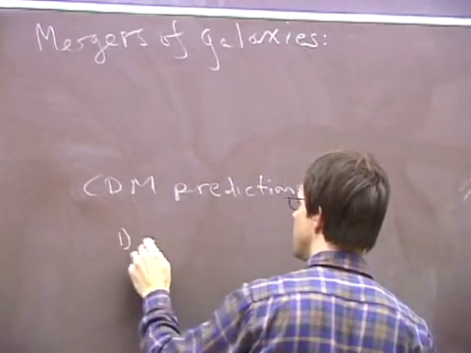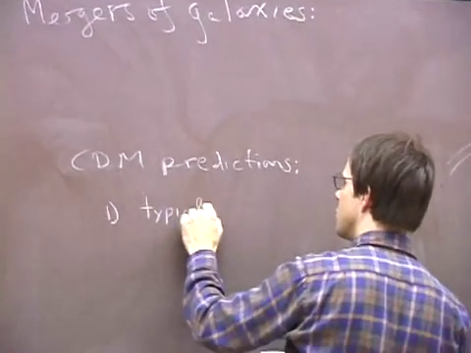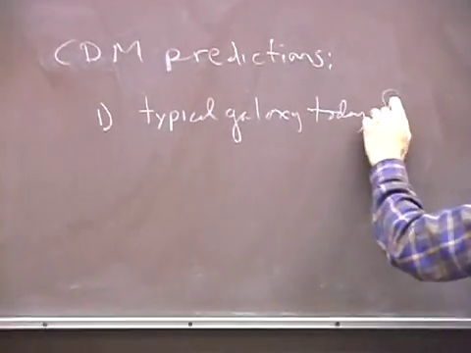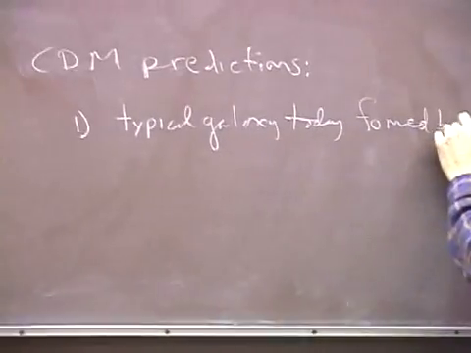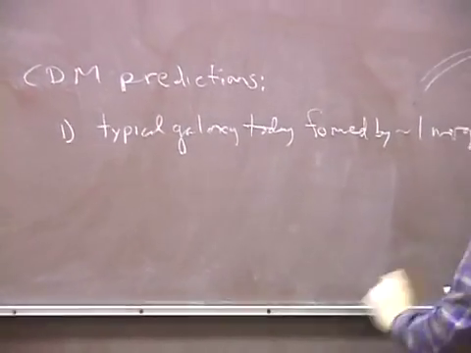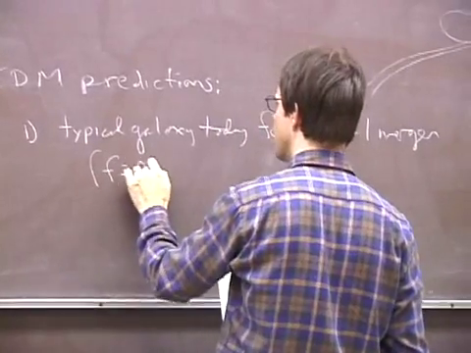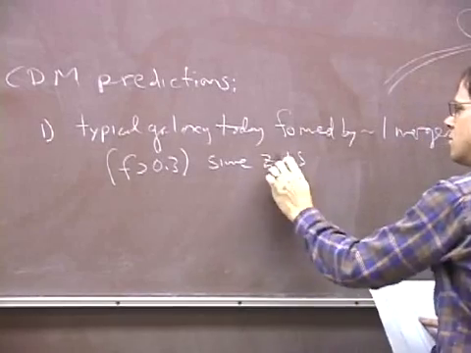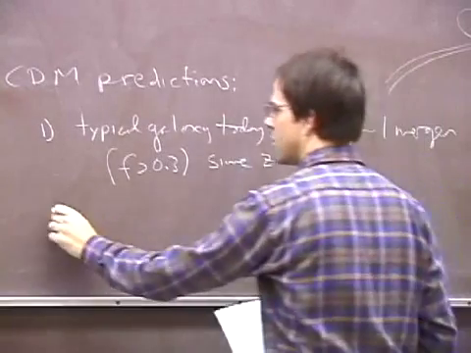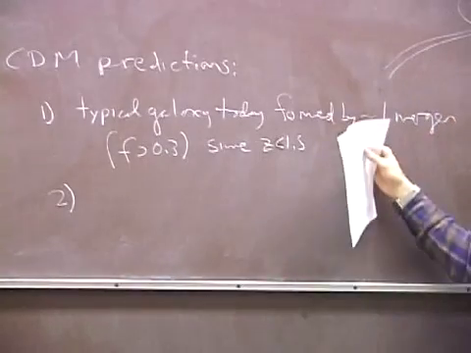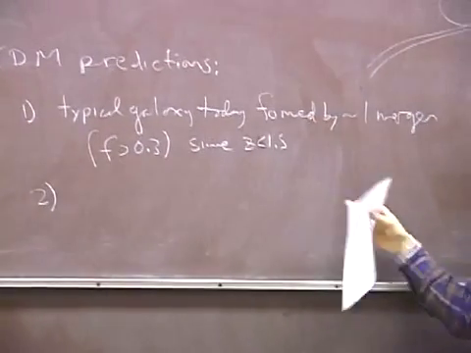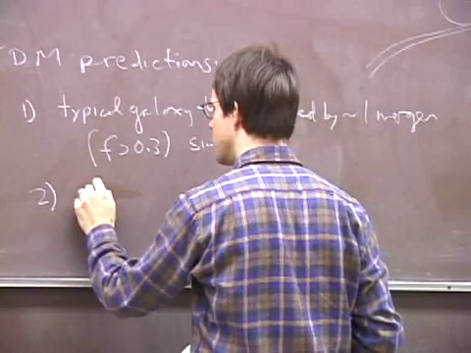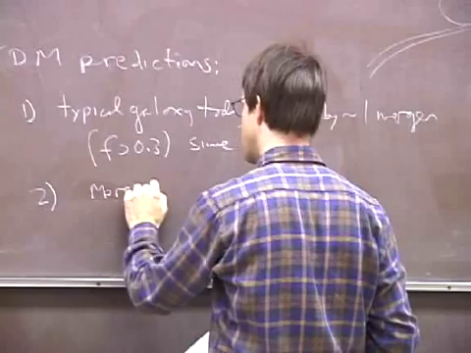predictions are, so the first is that a typical galaxy today was formed by 1 merger with mass ratio greater than about 0.3 since redshift 1.5. The second prediction is that the more massive galaxies formed earlier. Well, I should say more concentrated, actually.